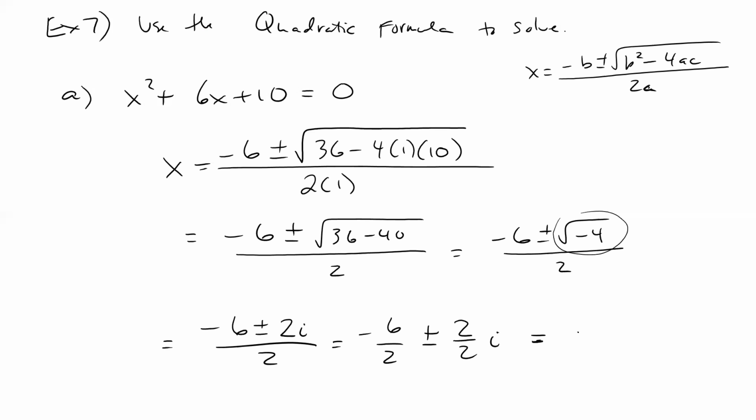I told you the right thing and then I told you the wrong thing. That's my bad. And this would be -3 plus or minus 1i, or just i. Are we good? Cool. Tristan, question.